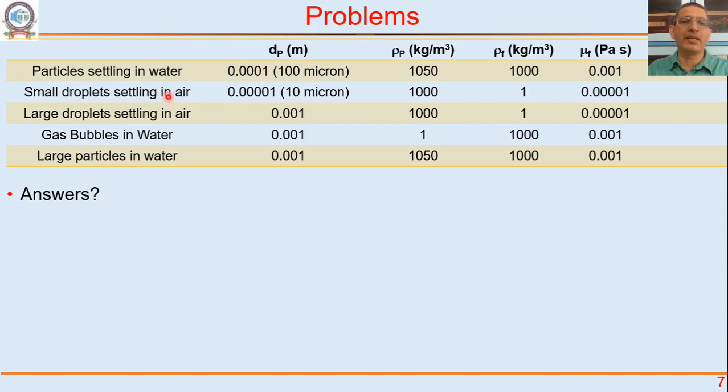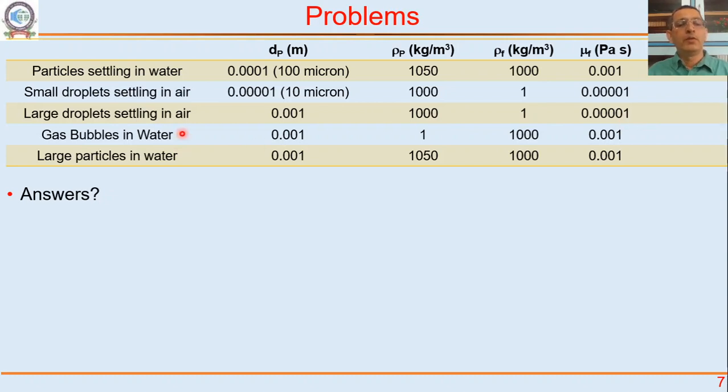Next is a small droplet settling in air. Let's say droplet is 10 microns. 10 microns is 10 into 10 raised to minus 6 meters, that is 1 into 10 raised to minus 5 meters, 0.00001. It is settling in air, so that droplet is of water. Rho p is 1000. Rho f, air, typically density is 1.2, 1.16 and so on, don't worry about it. Viscosity of the air is about 10 raised to minus 5. Okay. You could have large droplets settling in air like raindrops. You have a raindrop 1 millimeter in size. Rho p is 1000, rho f 1, mu f 10 raised to minus 5.